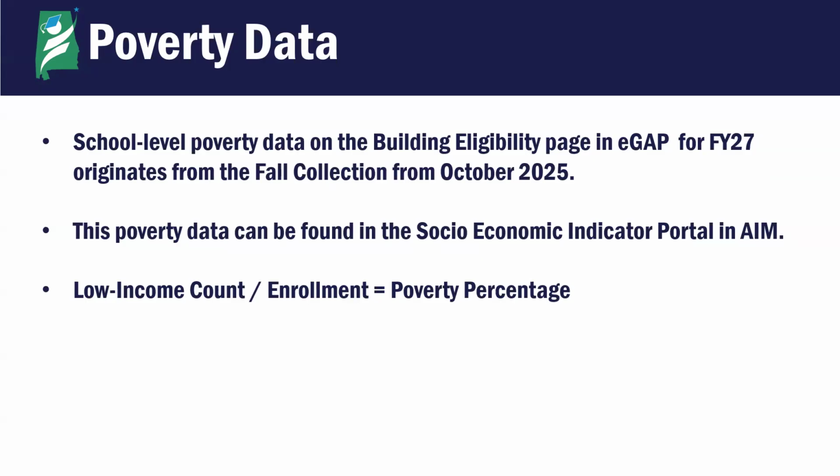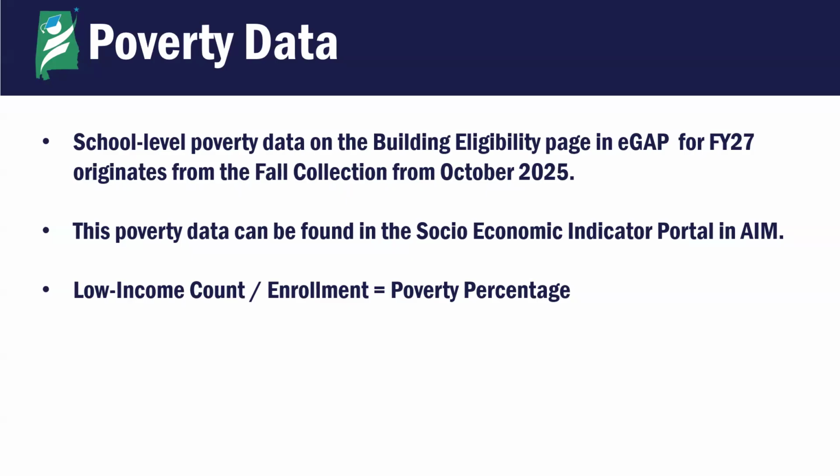Now, the poverty data on the building eligibility page is not available for view in that EGAP platform until the FY27 consolidated application opens up. However, starting in about December of each year, you can go ahead and look that poverty data up in the AIM portal in the socioeconomic indicator tile. And you can go ahead and be doing your program planning and everything else that you need to do for the upcoming school year.